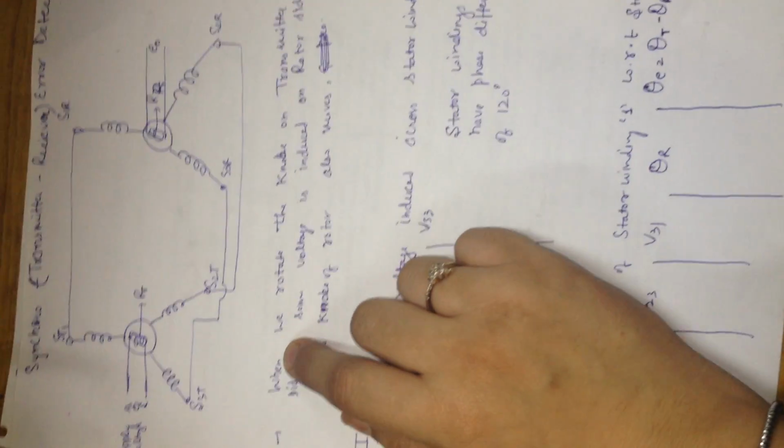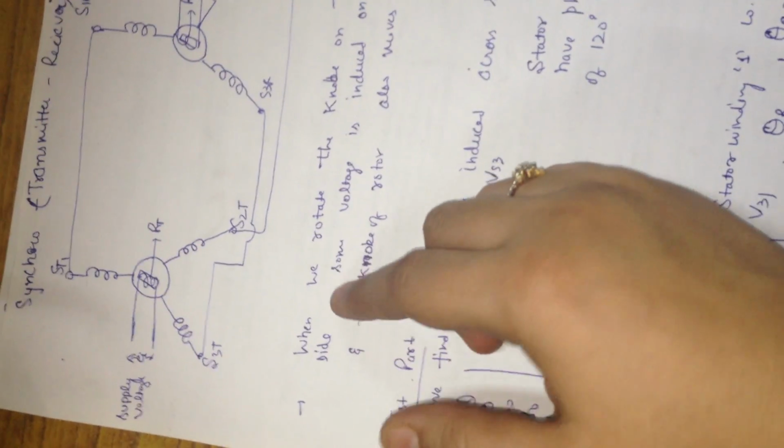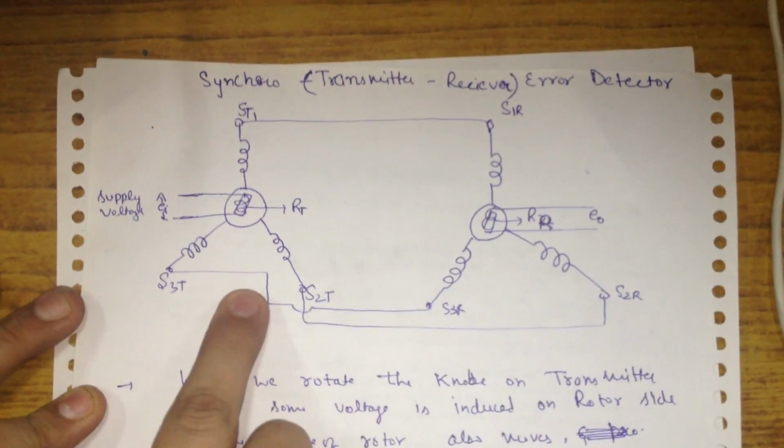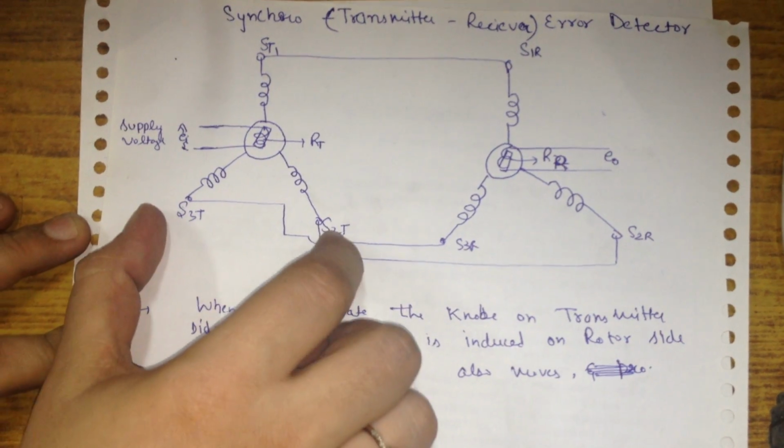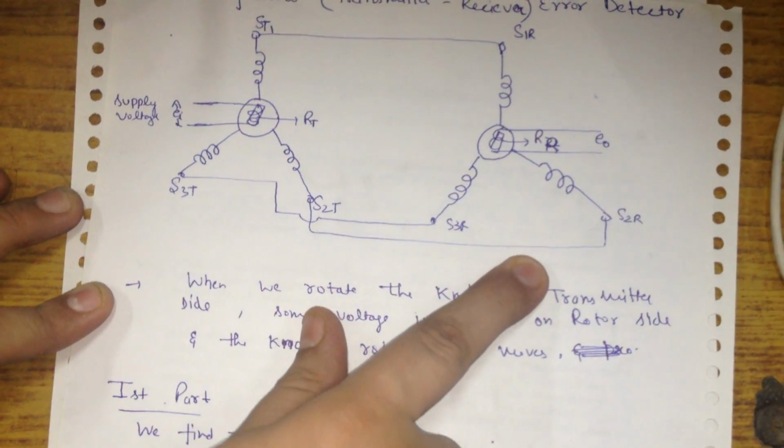So here we are doing synchro transmitter receiver error detector. This is a diagram of the synchro transmitter receiver error detector. This is the transmitter side, this is the receiver side. We have the stator windings of the transmitter and the stator windings of the receiver.